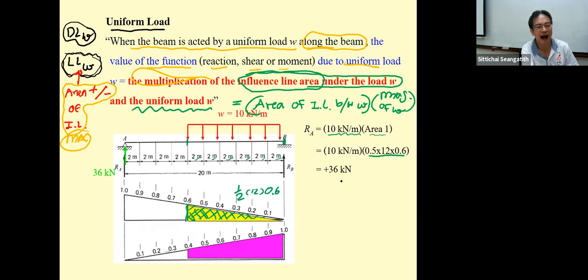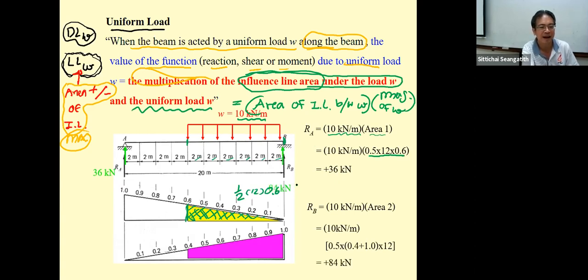And for the R sub B, you multiply 10 kilonewton per meter by this pink area, this area 2. Okay, this is going to be 84. So this is 84. And then if you take the summation of F sub y equal to 0, you can see 36 plus 84 equal to the magnitude of the applied force. That is going to be 10 kilonewton per meter times 12 meter. So the summation are equal.